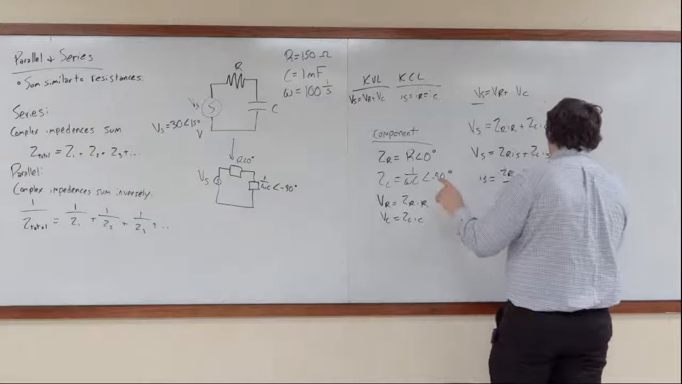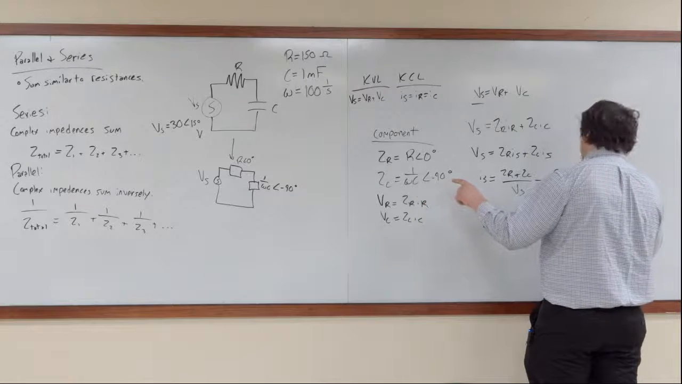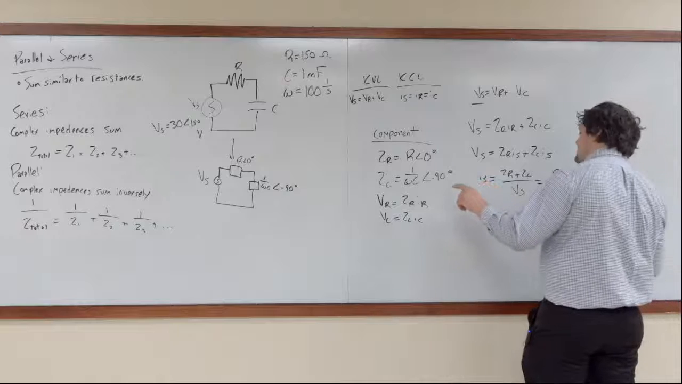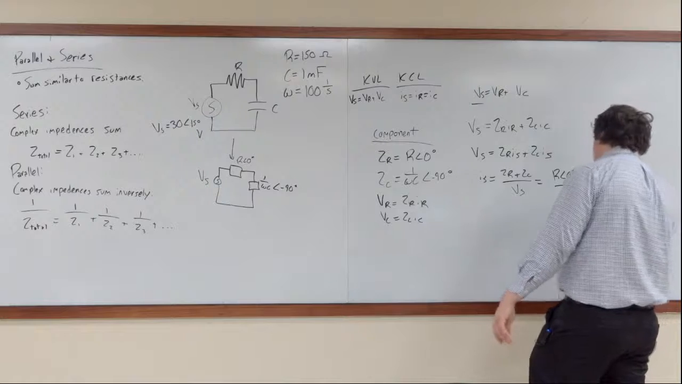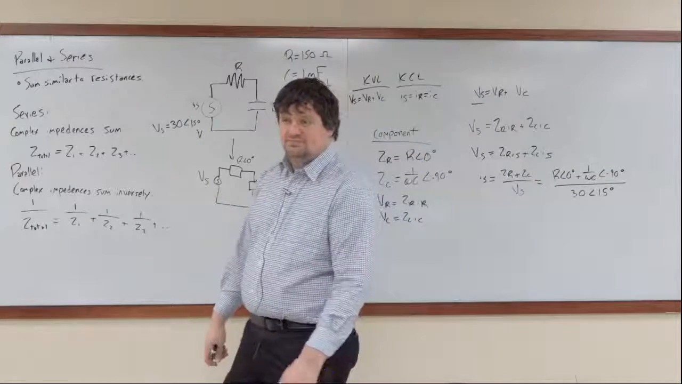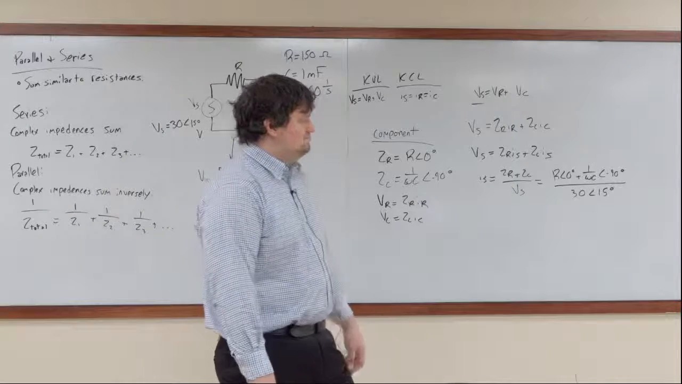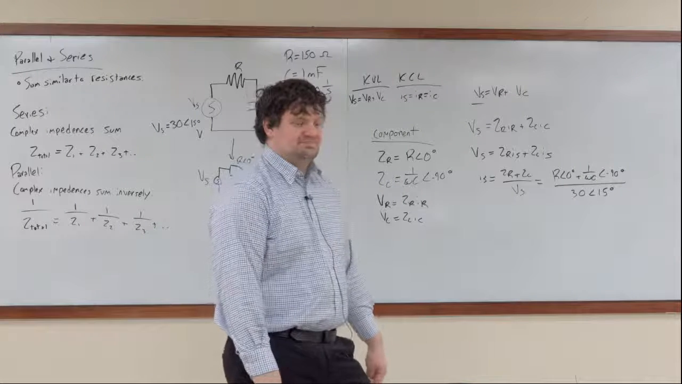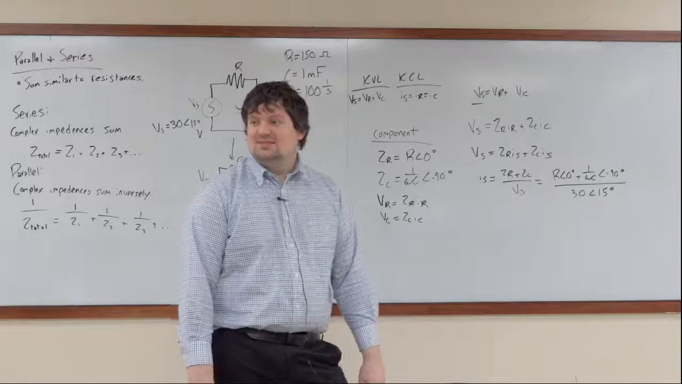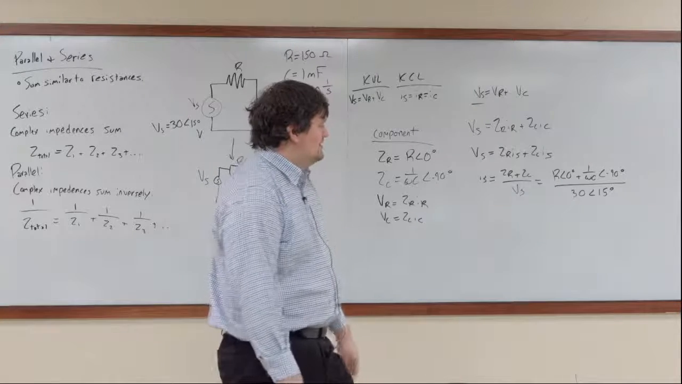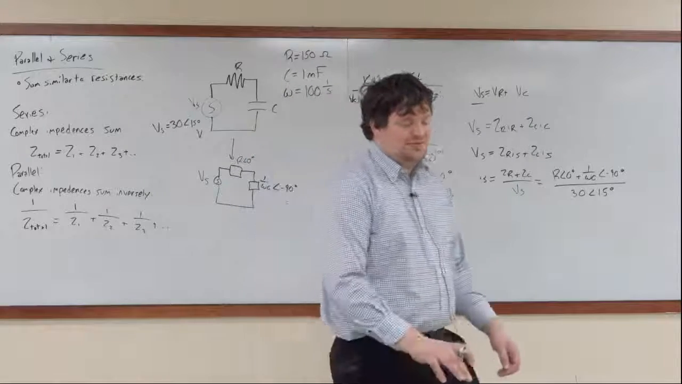So here this is equal to R angle 0 degrees plus 1 over omega C angle negative 90 degrees divided by 30 angle 15 degrees. Huh? No. How do we do that? How do we do any of this? Phasor math. Yeah, that is phasor math, and I'm terrible at phasor math.